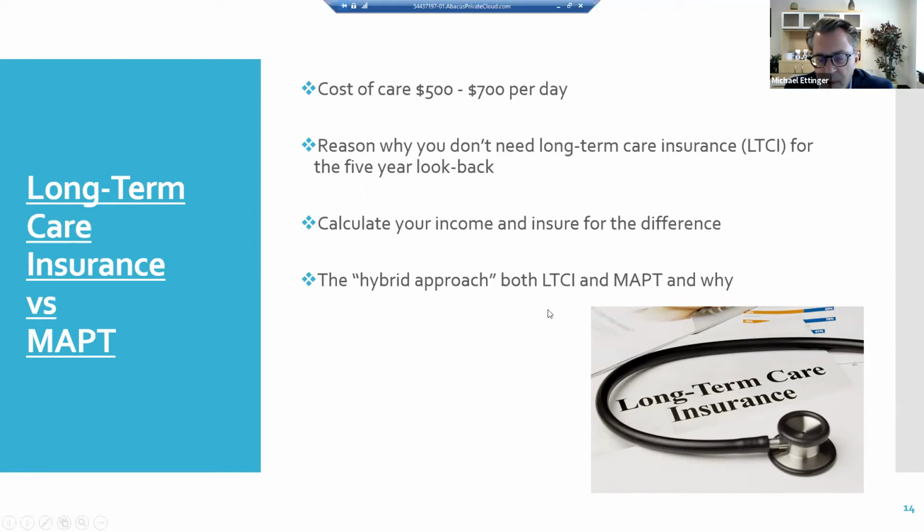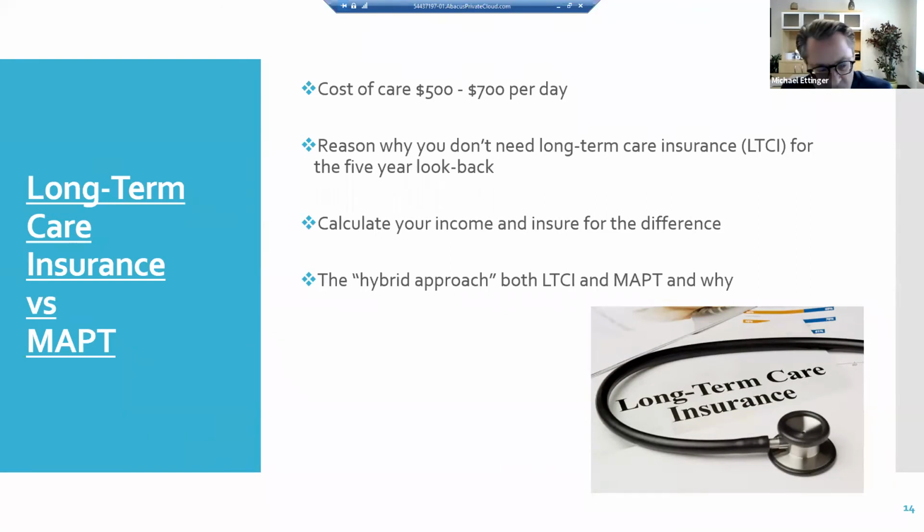Some people use a hybrid approach. They take both long-term care insurance and the MAPT. And why do they do it? Because long-term care insurance is very expensive. You know, $600 a day is very expensive. But no one wants to go to nursing homes.